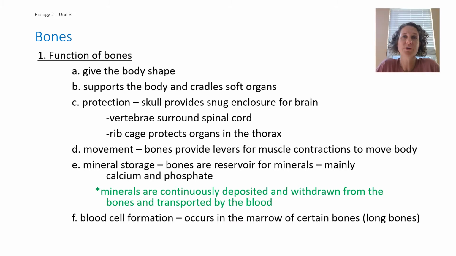They also cradle your soft organs, and so they provide protection. For example, of course, your skull provides an enclosure for your brain and holds it. Your vertebrae surround your spinal cord, and then your rib cage protects your heart and lungs that are in your thorax. So, major protection also for those soft organs.